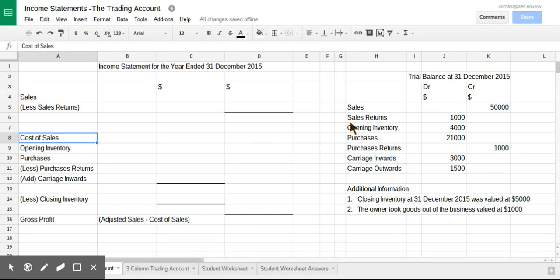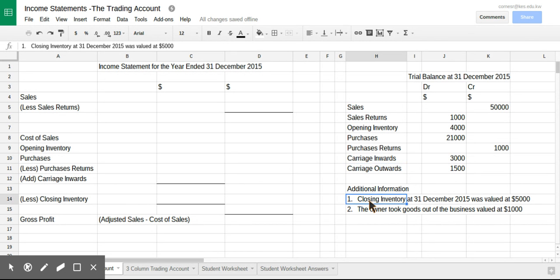Okay, there's some additional information here. The information will always come out of the trial balance. I've put carriage outwards in only because it's sometimes put in exam questions to confuse you. Carriage outwards doesn't go in the trading account, it goes in the profit and loss account, which is the bottom half of the income statement.